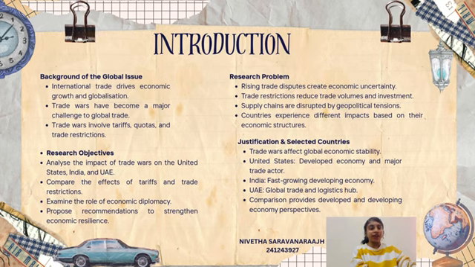A major example is the US-China trade war, which affected not only the two countries involved but also economies around the world. The main issue is that increased trade disputes and protectionist policies can reduce trade volumes, disrupt supply chains, and slow economic growth. Therefore, this study aims to analyze the impact of the trade wars on the United States, India, and the UAE, compare their responses, and identify strategies that can strengthen economic resilience and maintain global economic stability.